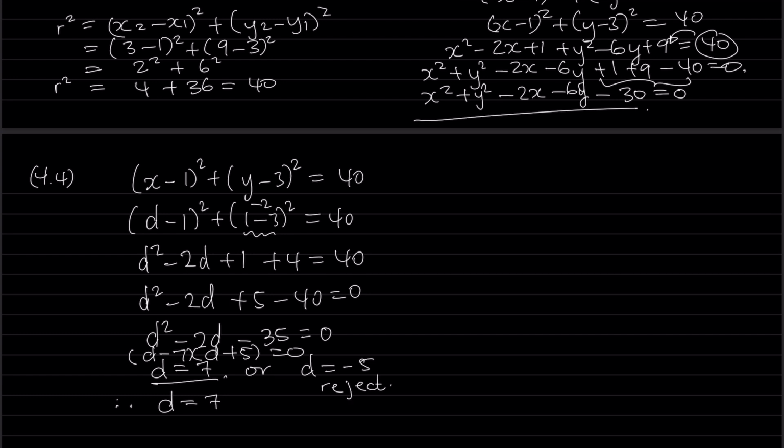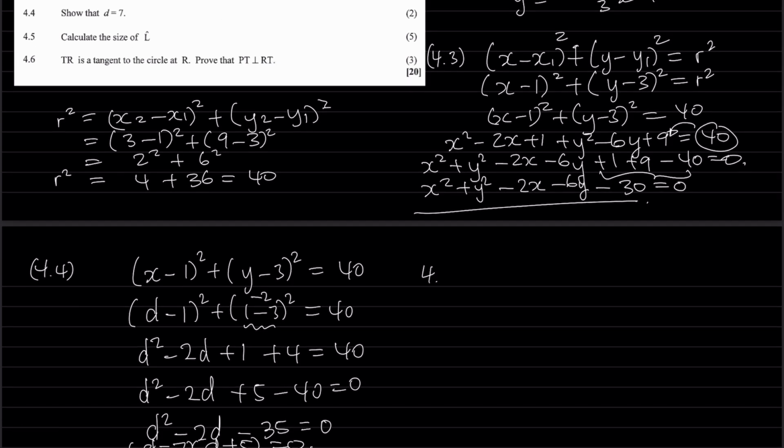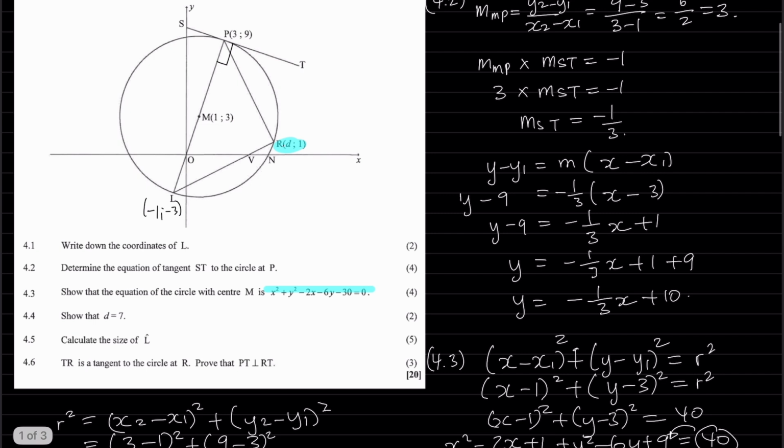Okay, let's move on to question 4.5. Calculate the size of angle L. If you want to calculate the size of angle L, there are a few ways we can do it. We can look at the triangle right here. Let's highlight this triangle in green. And we can use some Euclidean geometry to help us work this out.